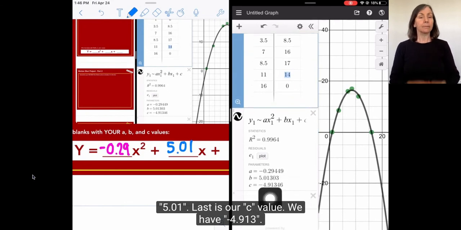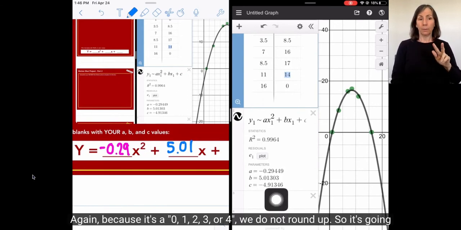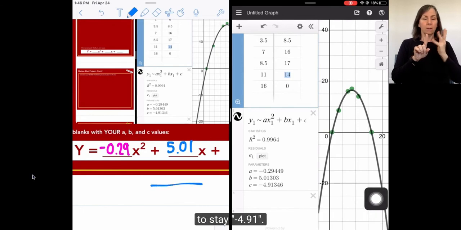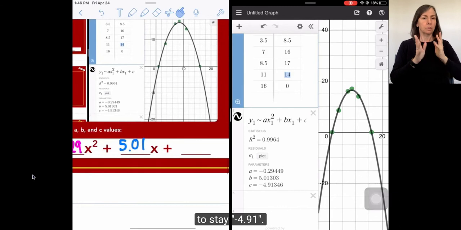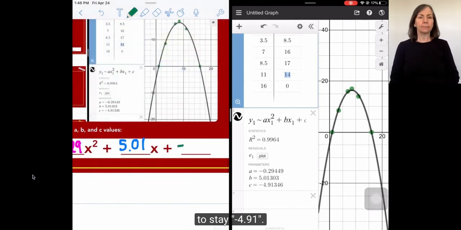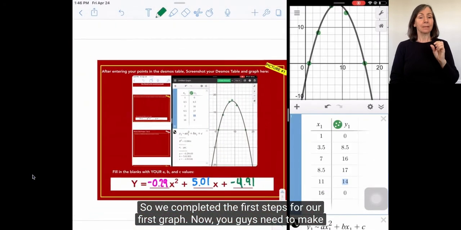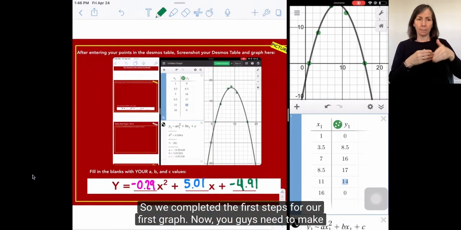Last is our C value. We have negative 4.913. Again, because it's a 0, 1, 2, 3, or 4, we do not round up. So it's going to stay negative 4.91. Okay. So we completed the first steps for our first graph.